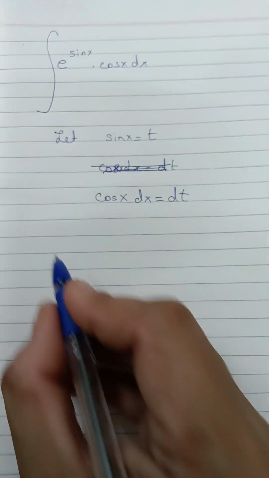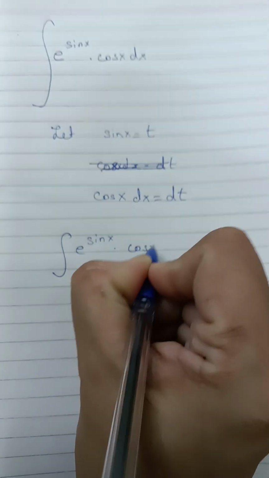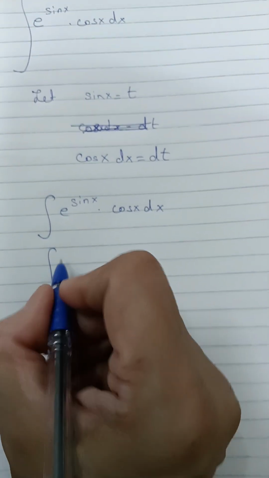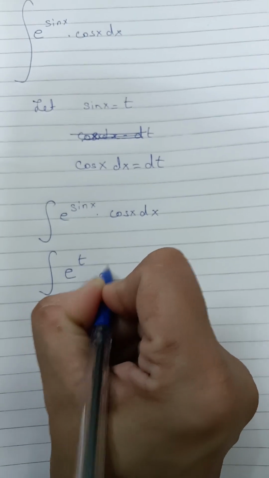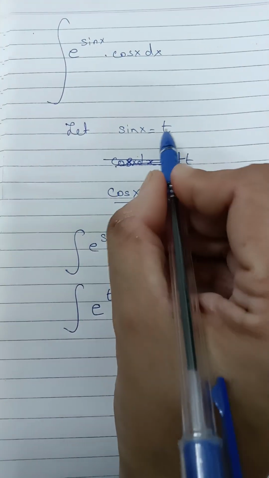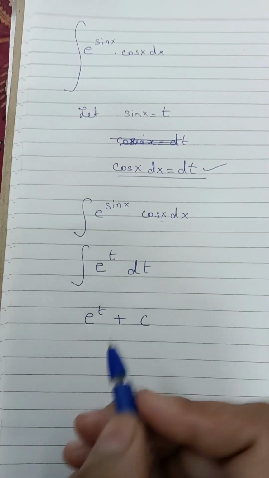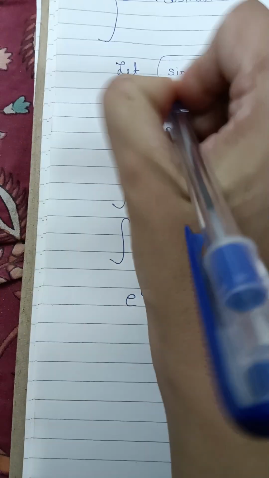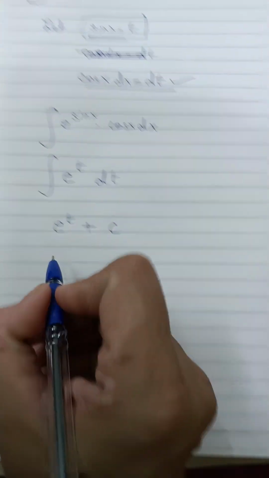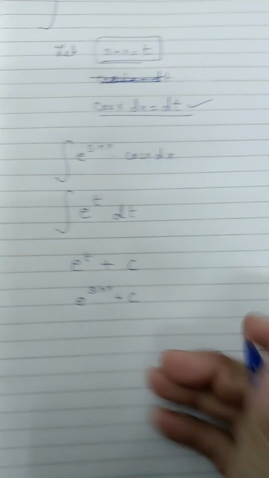Now we will replace it. The integral of e raised to sin x into cos x dx acquires the shape of the integral of e raised to t dt. Cos x dx is replaced with dt and sin x is replaced with t. Now this is very simple. The integral of e raised to t is just e raised to t plus c. Now you can just replace this t again with sin x, what we assumed primarily, and it becomes e raised to sin x plus c.